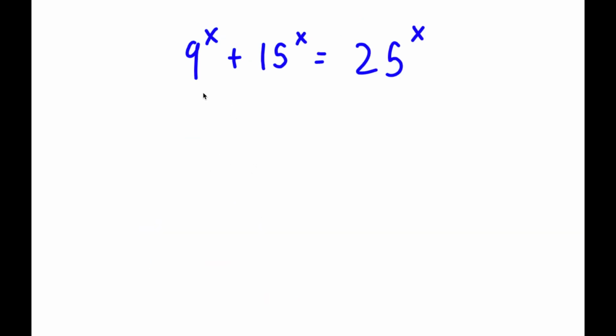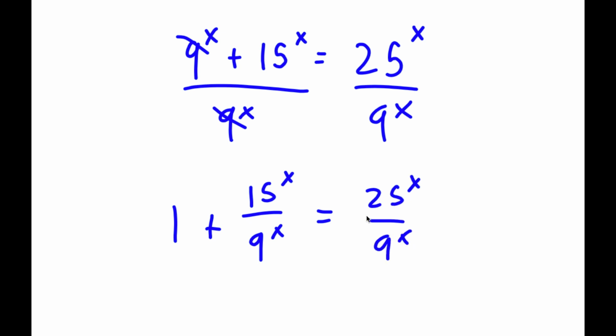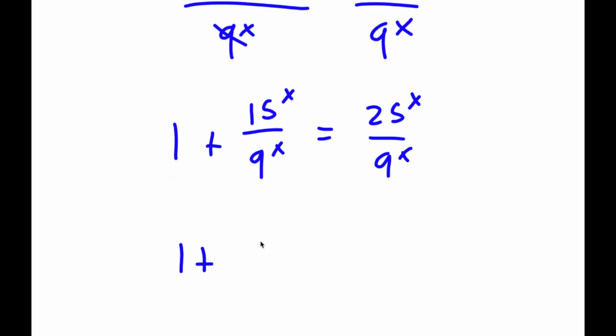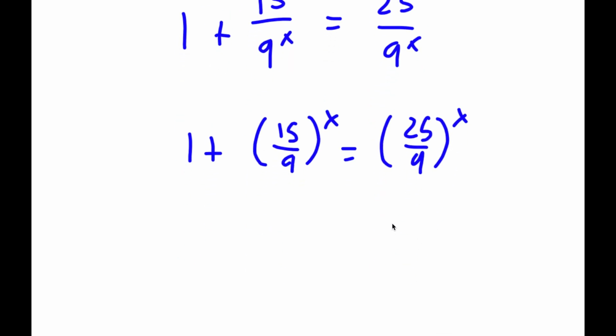Alright, so in this problem, I have 9 to the power of x plus 15 to the power of x is equal to 25 to the power of x. So the first thing I'm going to do is I'm going to divide both sides by 9 to the power of x. So now I have 1 plus 15 to the power of x over 9 to the power of x is equal to 25 to the power of x over 9 to the power of x. Now it's the same thing as 1 plus 15 over 9 to the power of x is equal to 25 over 9 to the power of x.